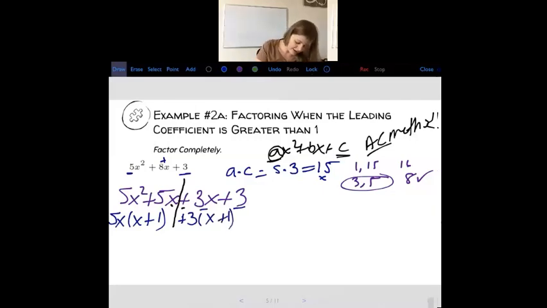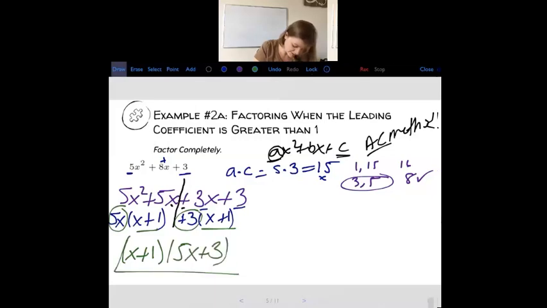So notice here how the x plus 1's match. That should always happen when you're using the AC method. If it doesn't, something has gone wrong. So go back and check your work, even back to the point where you chose the pairs. Now we take x plus 1 out of both of these terms, and what we have left is 5x plus 3. So this would be the final answer.